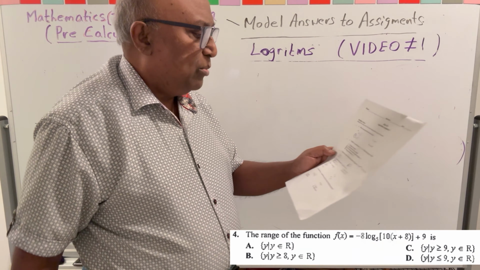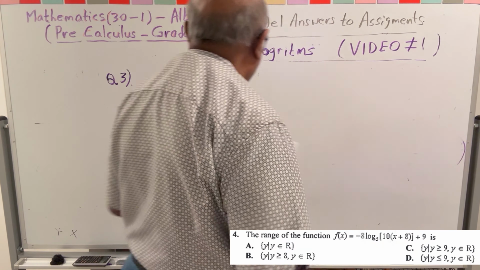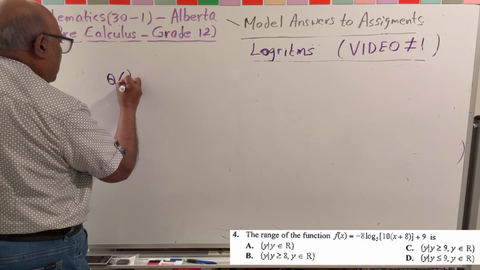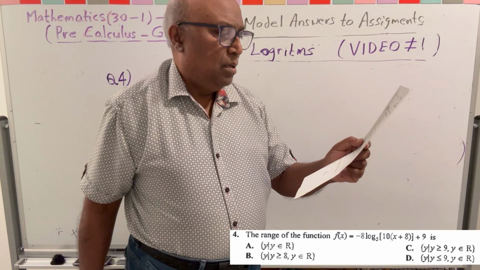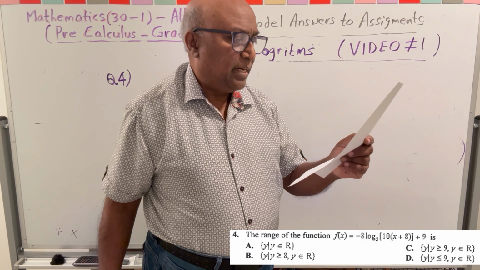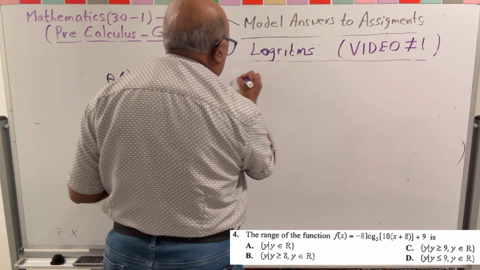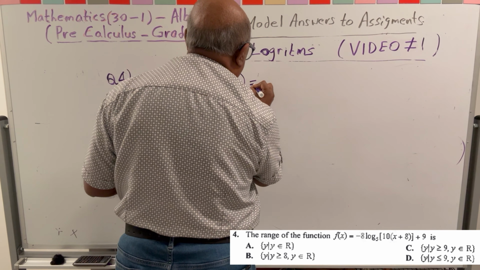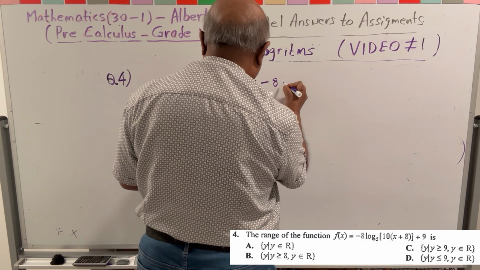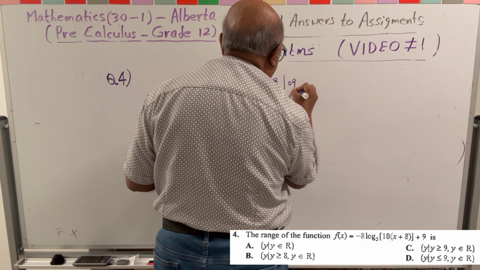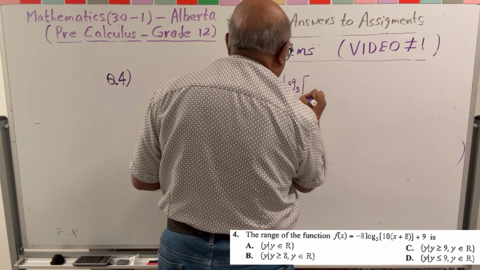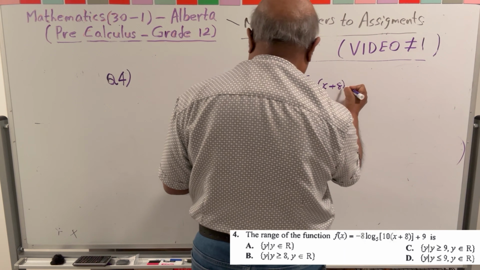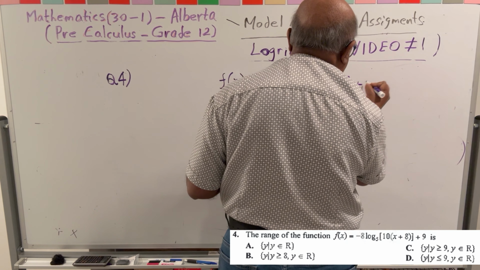Okay, let's go to question number 4. The range of the function f(x) equals minus 8 log base 5 of (x plus 8) plus 9.